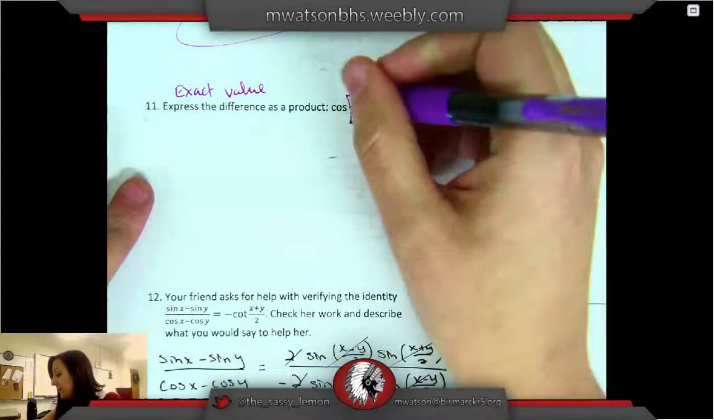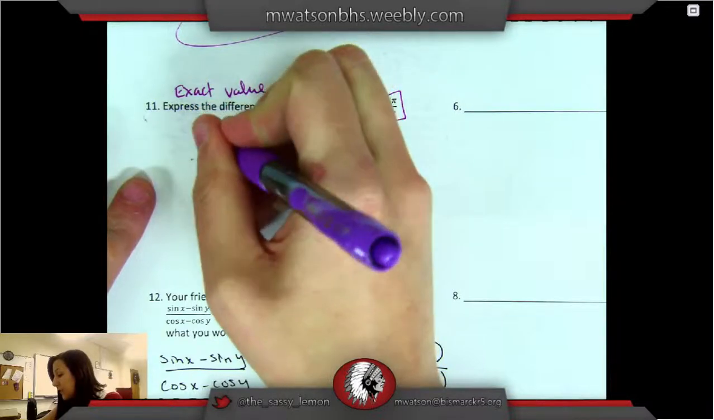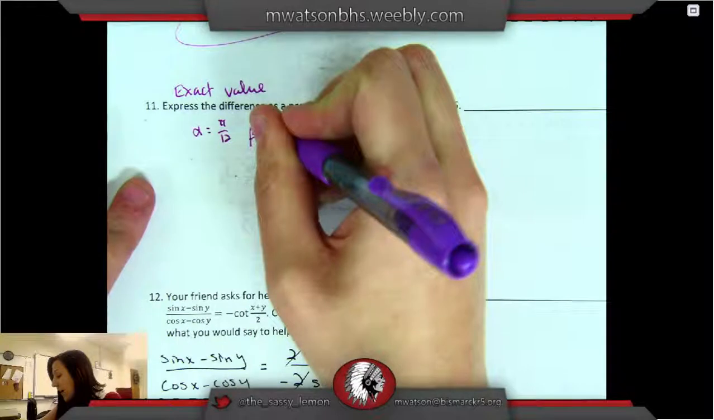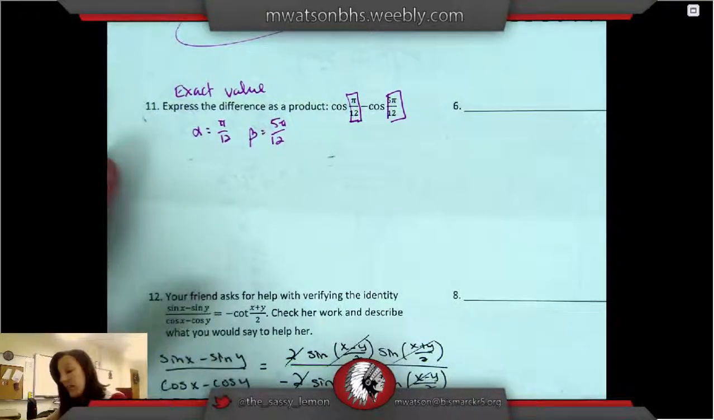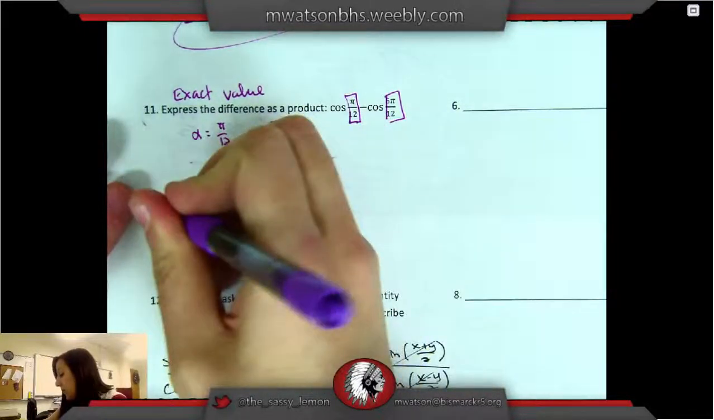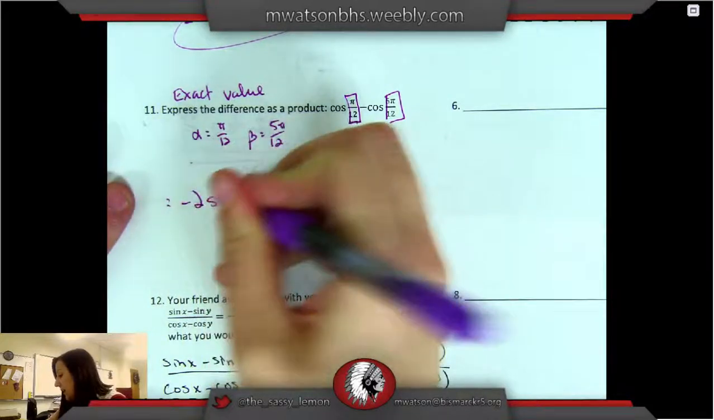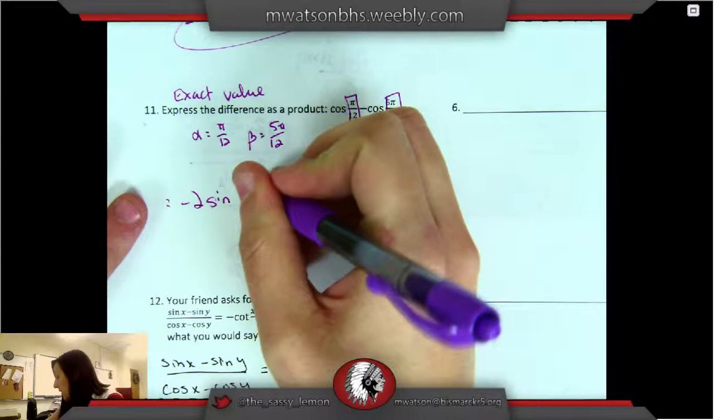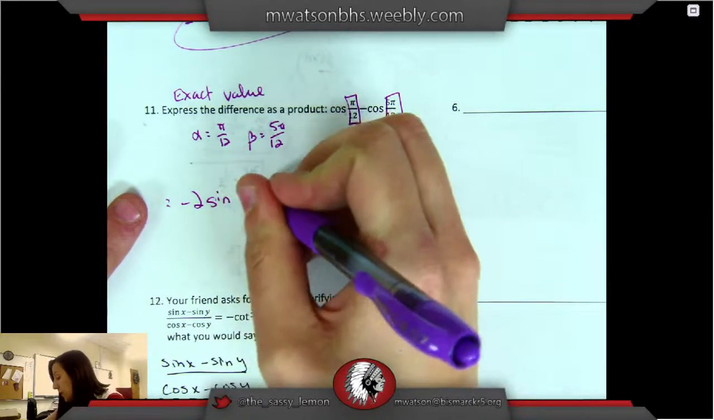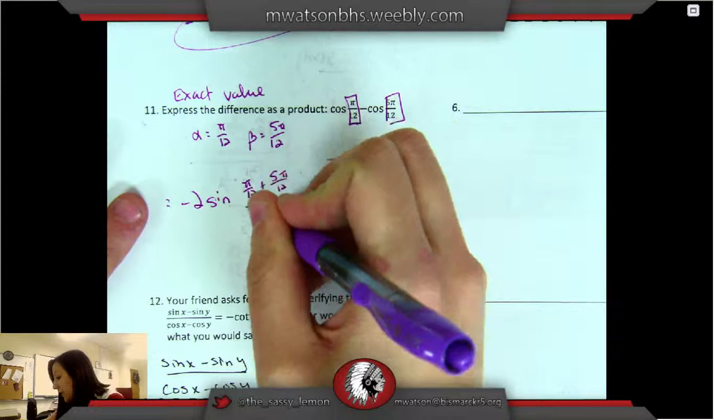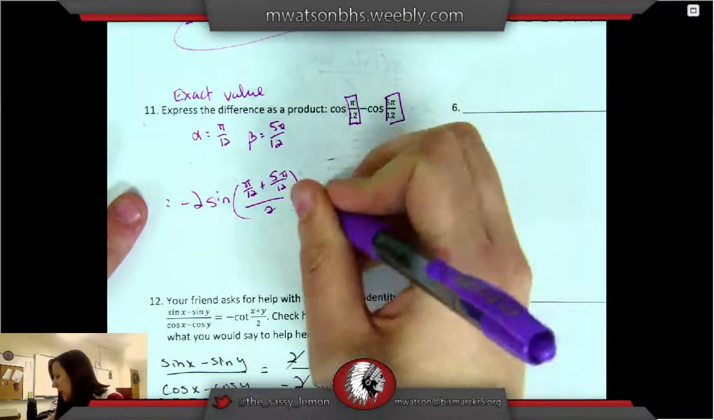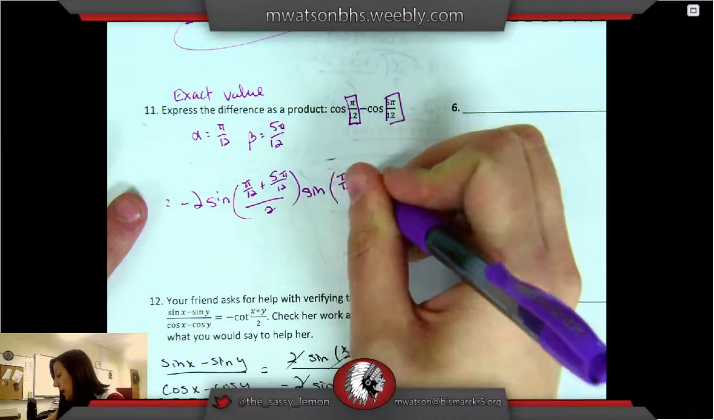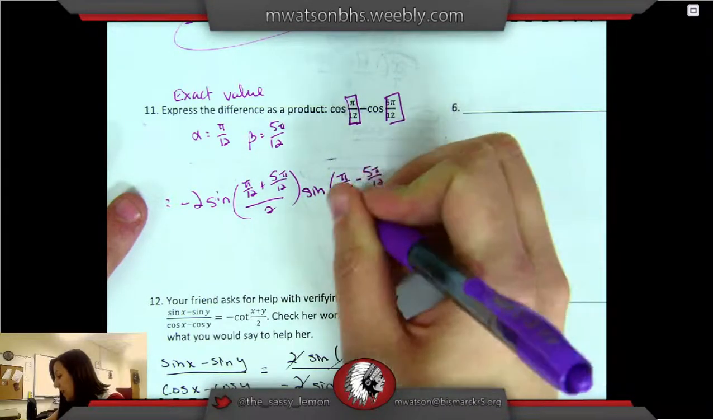My alpha is pi over 12, and my beta is 5 pi over 12. And so I'm going to use that formula. It's going to equal negative 2 sine. And this is going to be weird because we're going to have a fraction and a fraction. But it's going to be pi over 12 plus 5 pi over 12 all over 2 times sine of pi over 12 minus 5 pi over 12 all over 2.